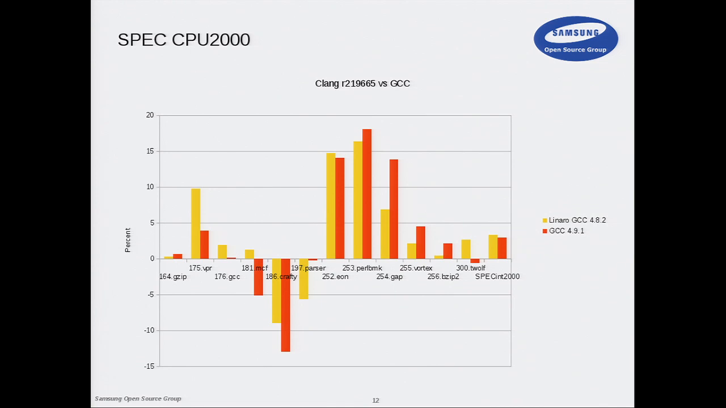Gap is kind of special because it relies on wraparound semantics for signed integer overflow. And technically that's undefined behavior. And in fact, if you compile it with Clang, you get a binary which doesn't work. So you have to specify the -fwrapv flag so that you get proper wraparound semantics.